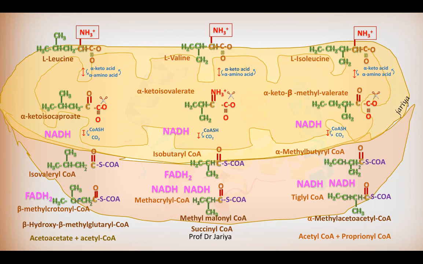Besides, one FADH2 is produced when isovaleryl CoA is converted to methylcrotonyl CoA during degradation of leucine. One FADH2 and two NADH are produced when isobutyryl CoA is converted to propionyl CoA during degradation of valine, and one FADH2 is produced when isovaleryl CoA is converted to HMG CoA during degradation of leucine.